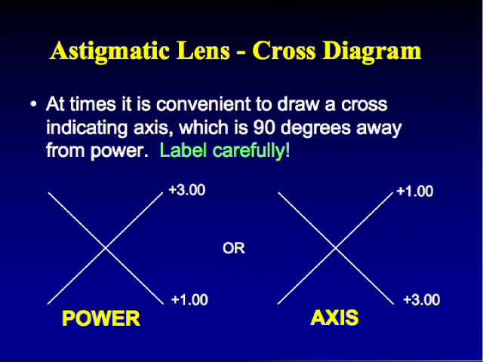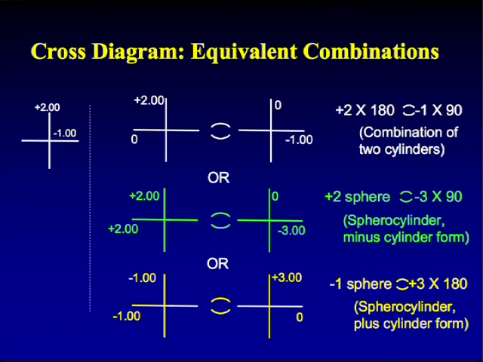But that can be a little bit cumbersome to try to use these cross diagrams to describe glasses. And we all know that when we have a glasses prescription, there's a sphere and cylinder in there, and we can write it down with some numbers. So how do we get to that? Well, I'm going to go through an example to show you how to do that.